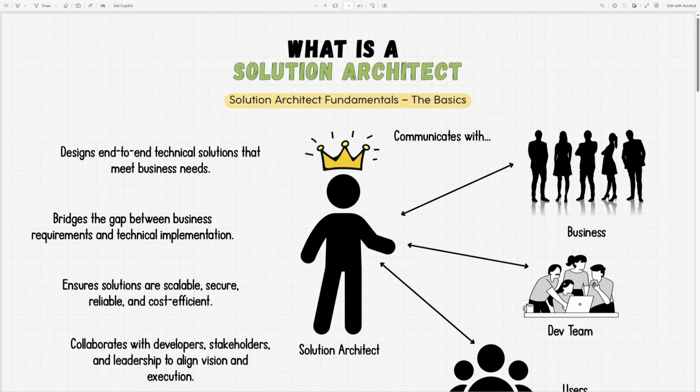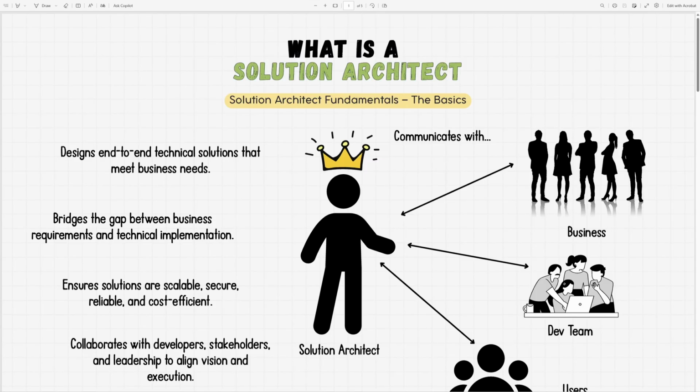In the last video, I shared why I created this course and what gaps I keep seeing in interviews and real projects. Now, let's start from the foundation: what a solution architect actually is, what they do, and how they think. Because before we talk about architecture or technologies, we first need to understand the role, what it means to be a solution architect. First, what is a solution architect?